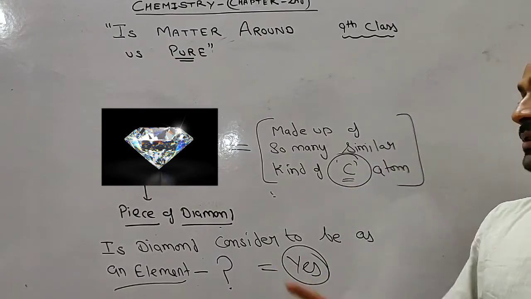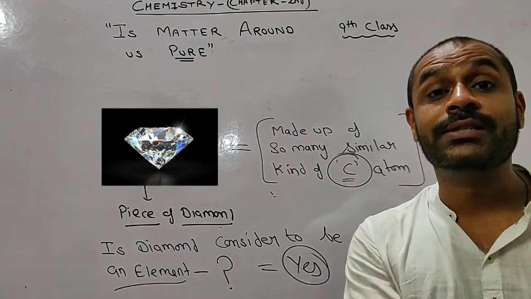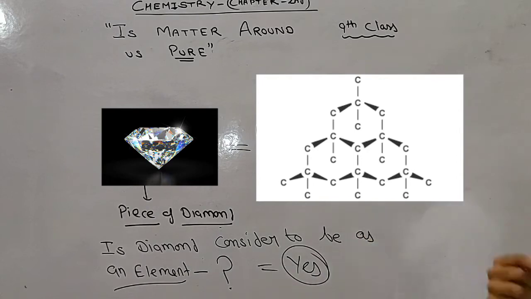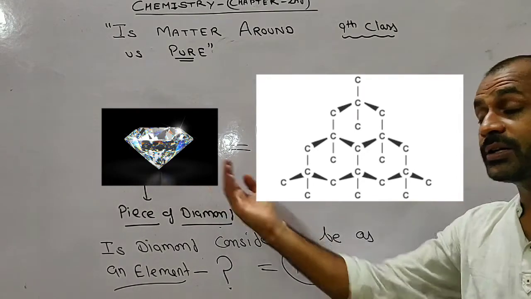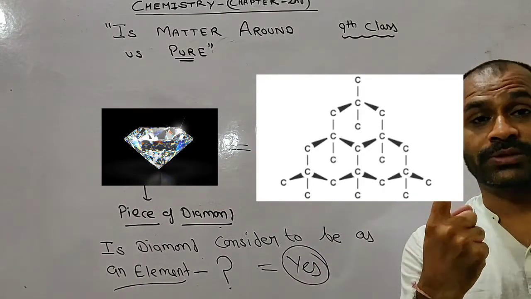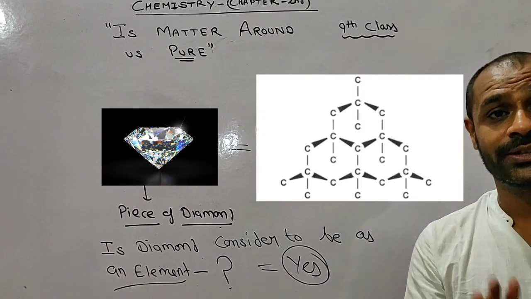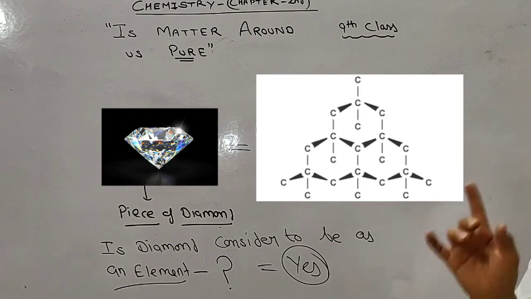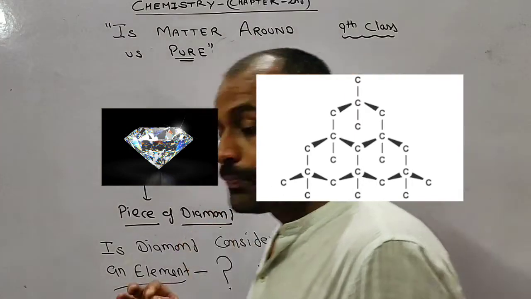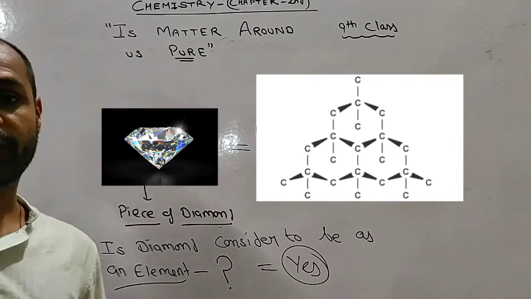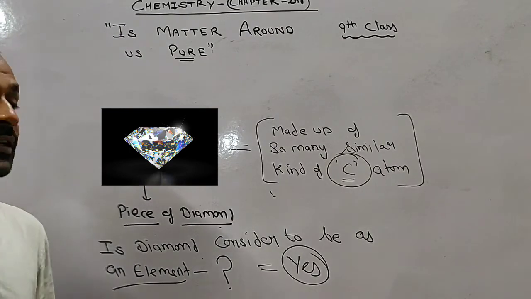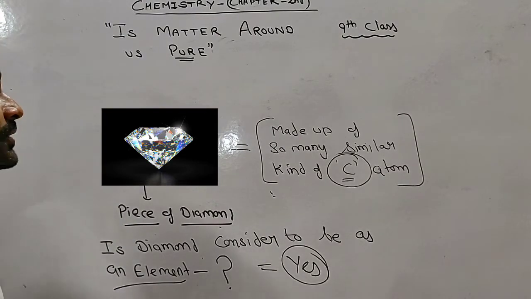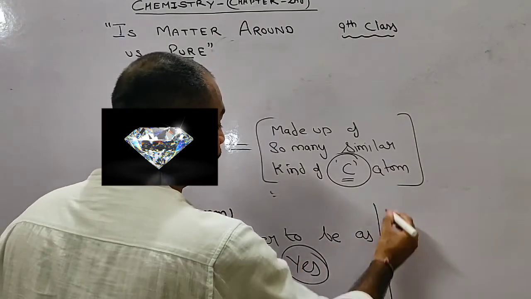So that is the reason the diamond is considered to be an element because it is made up of similar kind of atom and if we try to separate it, you will get only a single substance, that is carbon, nothing else. So at last you will get atoms of carbon, nothing else. So that's why it is considered to be an element of carbon. Fine. In the same way, one another substance is there that is called graphite.